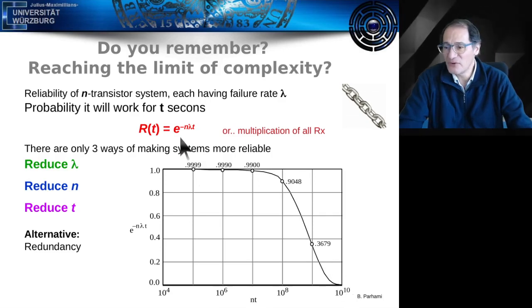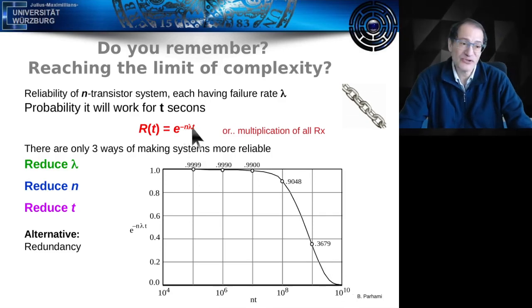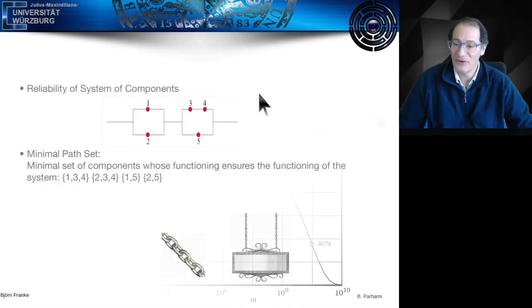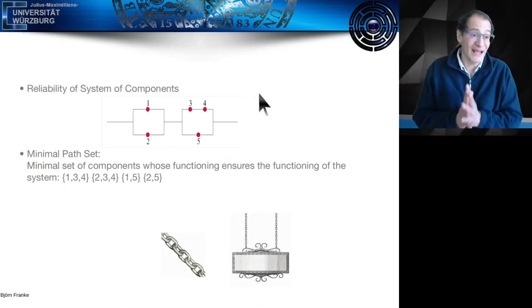Okay, what can we do? The time which we are going to operate the system, we can reduce this, but let's assume this is a constant. Then the only thing we can reduce is the number of components or the probability of failure of each of these components. To reduce the probability of failure of each component could be difficult. The easier thing is to reduce the number of elements in this chain in order to improve the reliability of the system.